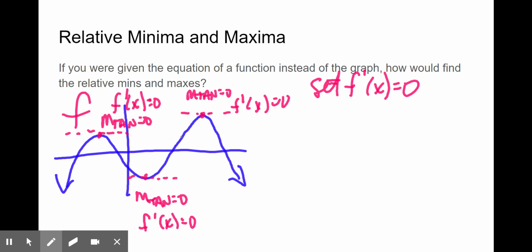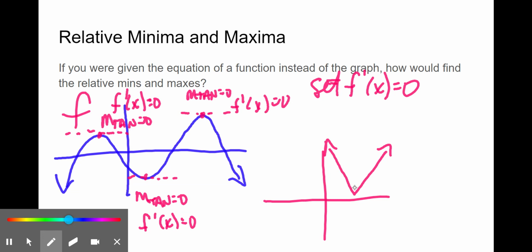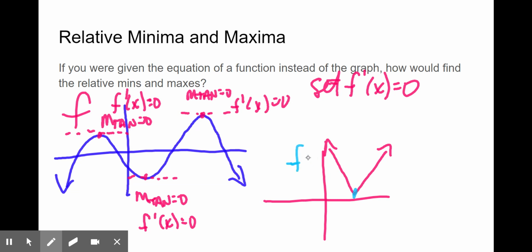Now, there's another place where you might be able to find mins and maxes, and that was based on the last slide that we just talked about. For example, I have an absolute value graph. Well, that point here is certainly a relative minimum on this graph of f. But if I find the derivative, it is going to be undefined at this point down here, because f is not differentiable there. It's a corner. So f prime will be undefined.